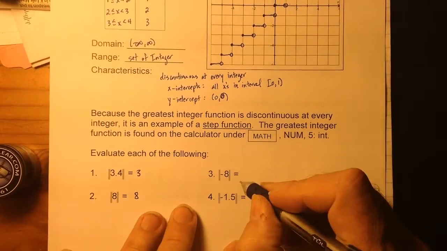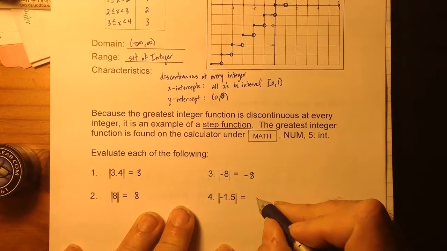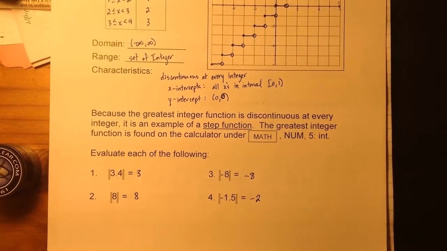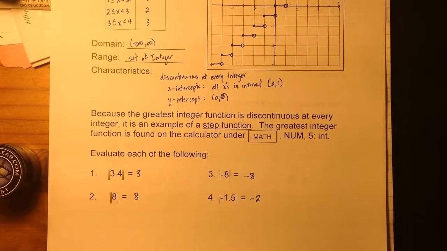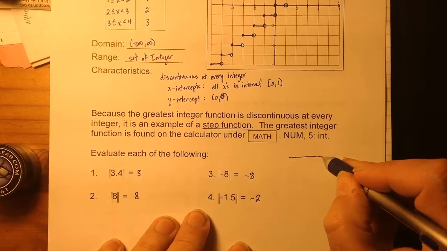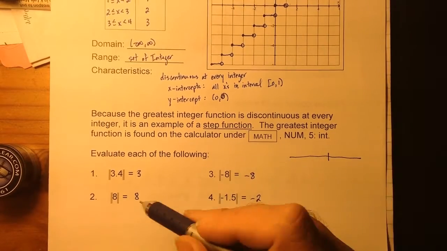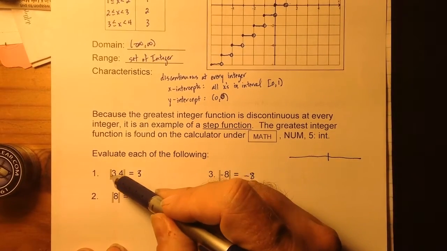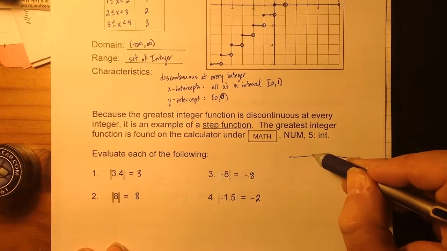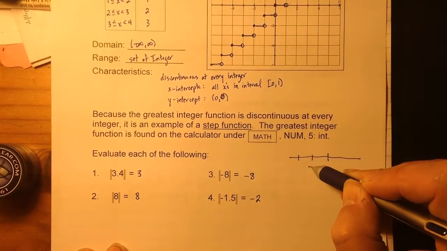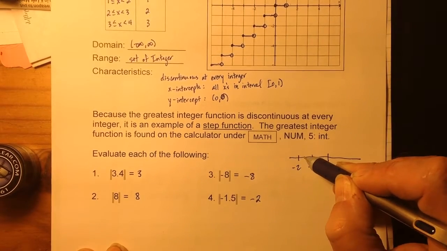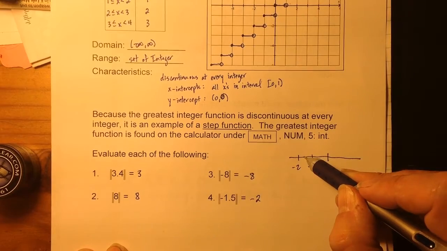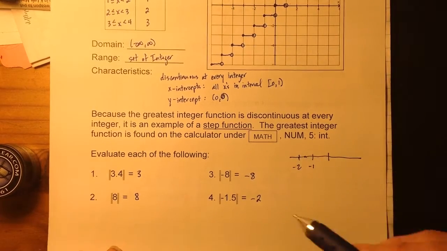All right, so -8 should be -8. -1.5 should be -2. Okay? Think about the number line. Because it's easy, you just truncate off the decimal when you're positive, but if you're negative, think about the number line. If here's -1 and -2, I'm sitting at -1.5, I'm going to go to the first integer to the left, that's going to be -2.